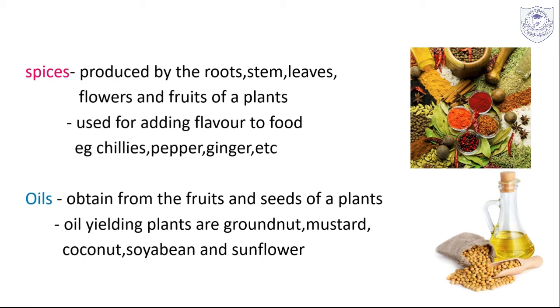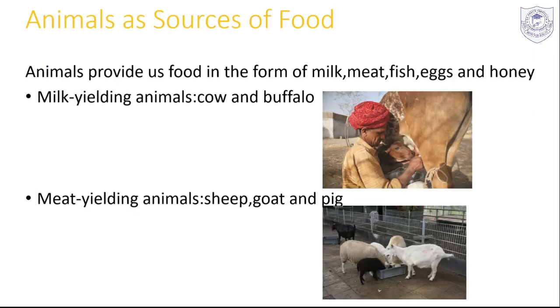Now coming to oils. Oils are obtained from the fruits and seeds of a plant. Oil-yielding plants are groundnut, mustard, coconut, soybean, and sunflower. Okay, we need to go through many processes to obtain oils from these parts of a plant.